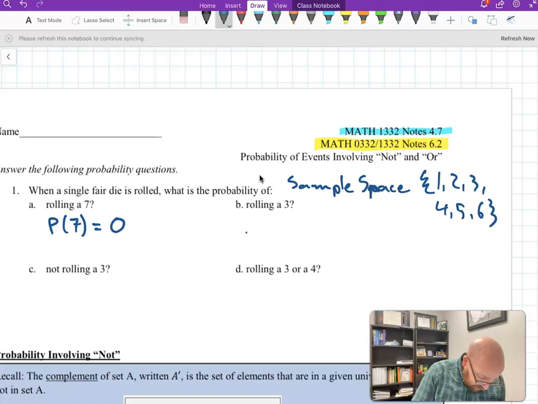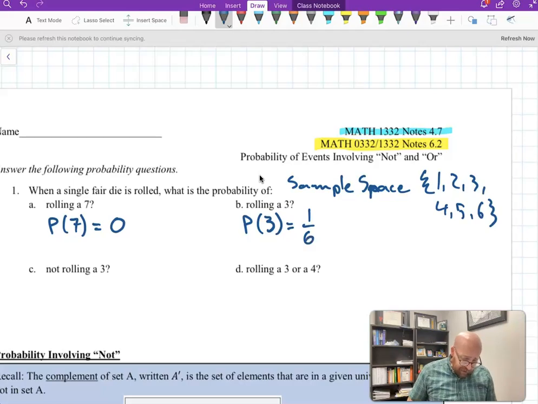What is the probability of rolling a 3? Well, there's only one way to roll a 3. The sample space is 6, so that's 1/6. Again, that could be represented as a decimal number.